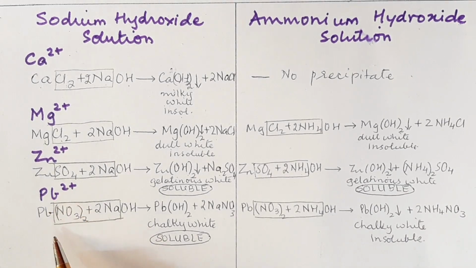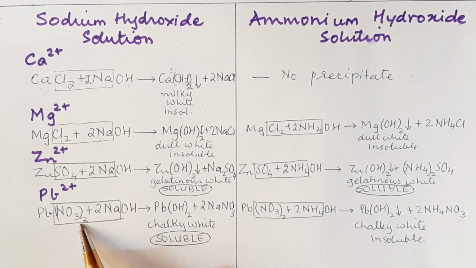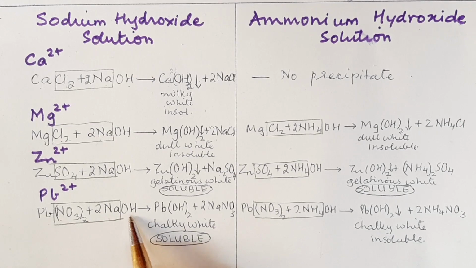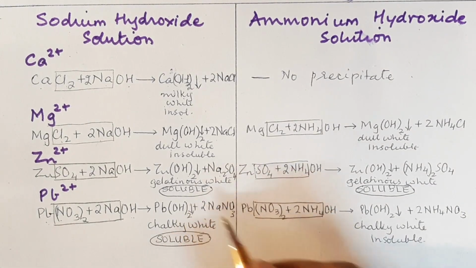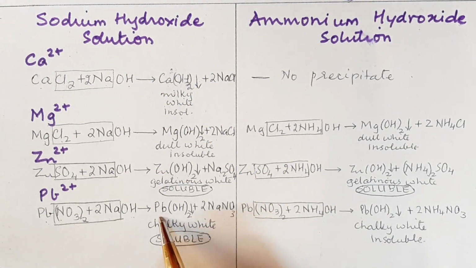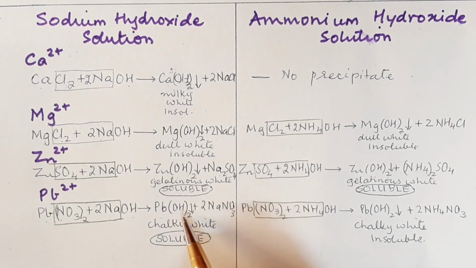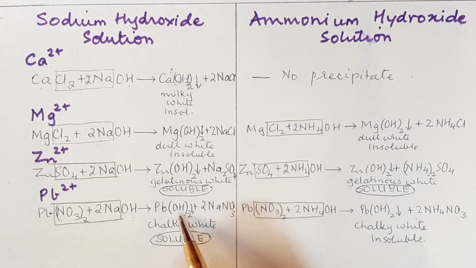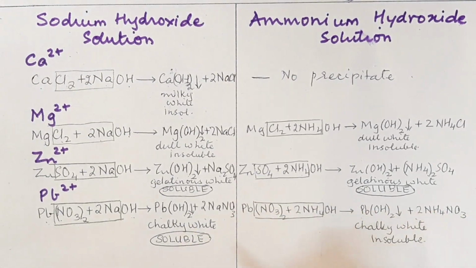Then we came to Pb2+. Pb2+ had Pb(NO3)2, a compound which we made into an aqueous solution. We added sodium hydroxide and had this reaction taking place, Pb(OH)2, which was a chalky white precipitate which was soluble in excess of sodium hydroxide solution because again Pb(OH)2 is an amphoteric compound, and so it is going to dissolve in excess forming sodium plumbite, which is a soluble compound.